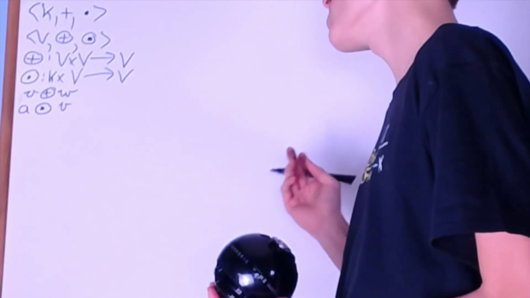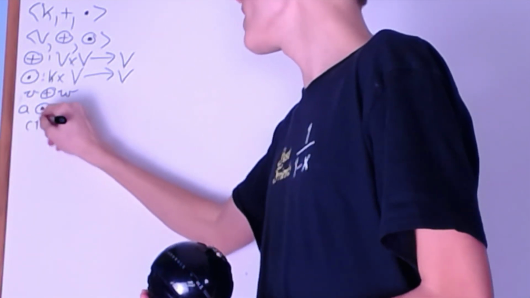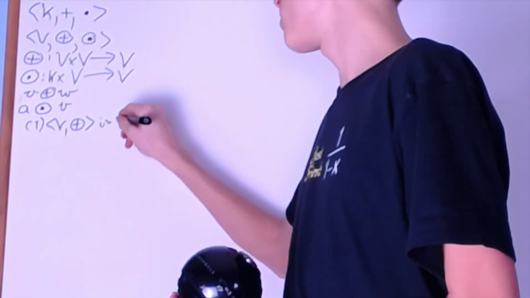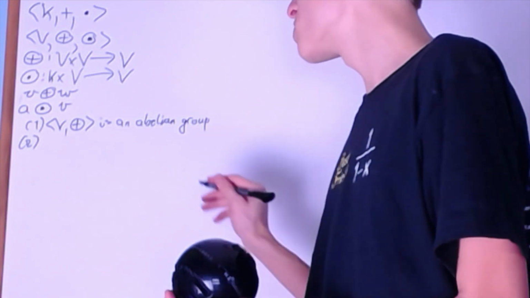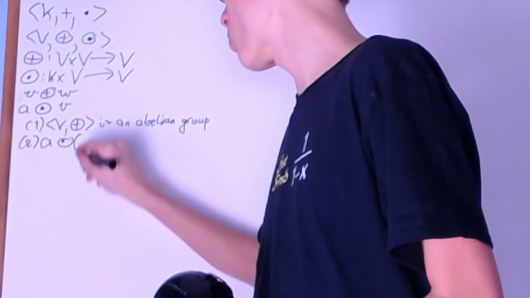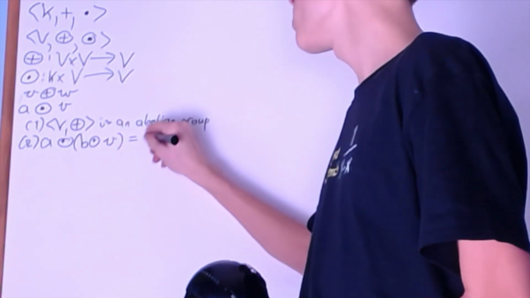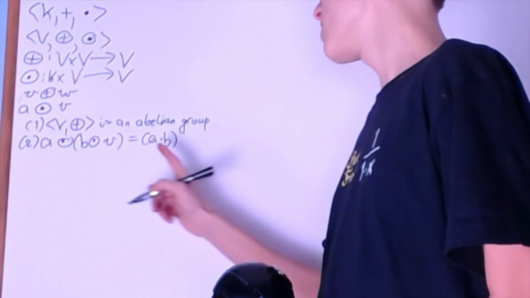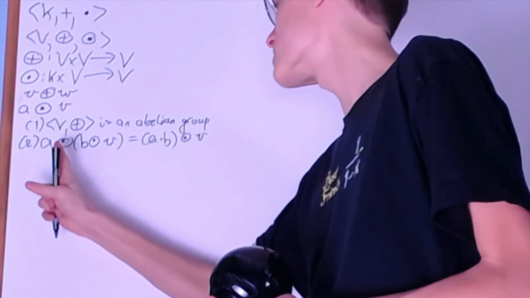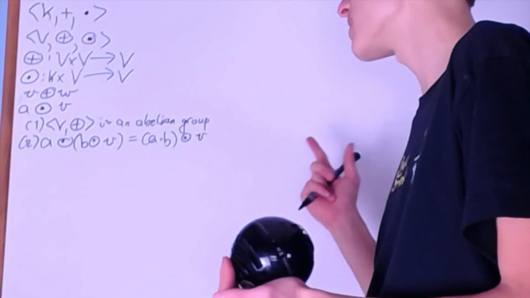Now there's some conditions that are required for this to actually be called a vector space. The first one is that V under circle addition or vector addition is an abelian group. Two is the associativity of scalar multiplication. If I have A and I scalar multiply the quantity of B scalar multiply V, this is equal to A times B, and this is within the field, scalar multiply V. So we transitioned from scalar multiplication to multiplication within the field.